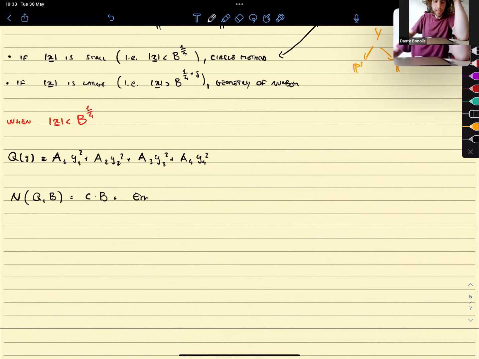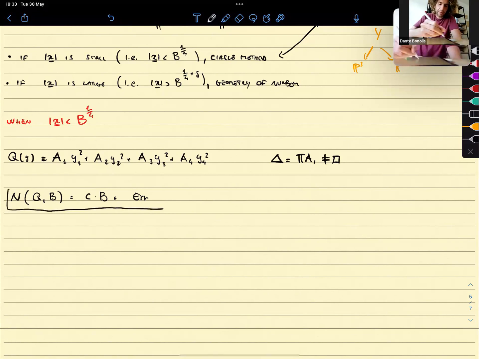To do this, I want to show you the similarity and the difference with Tim and Brown's work. So here we start with a quadric, and delta is going to be the discriminant of the quadric, and we require this not to be a square. If A1, A2, A3, A4 are fixed, we can count very effectively the number of points on this quadric of height at most B, and you get a constant which depends on A1, A2, A3, A4, plus an error term.